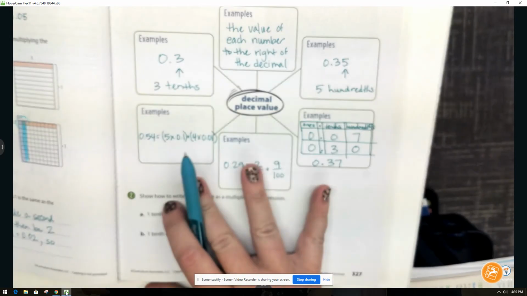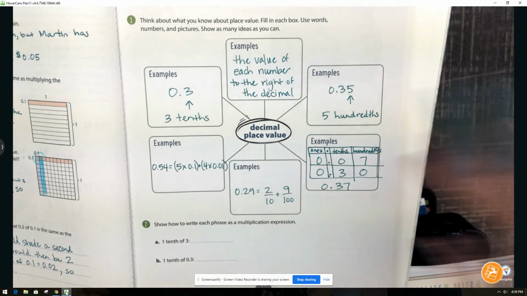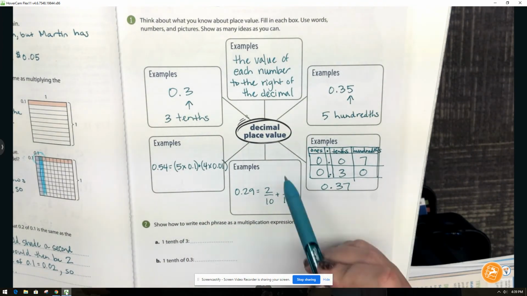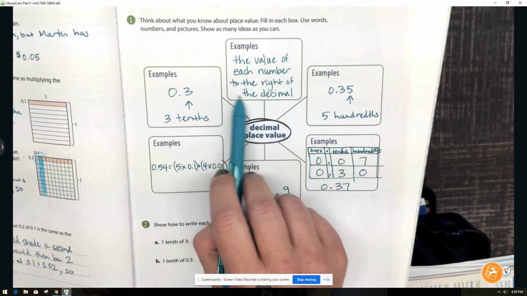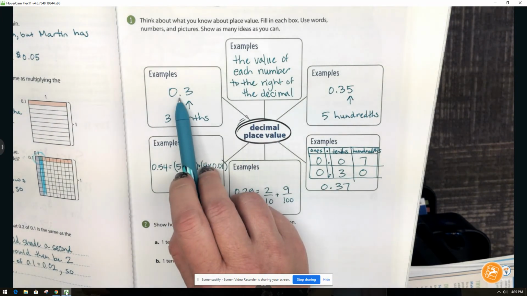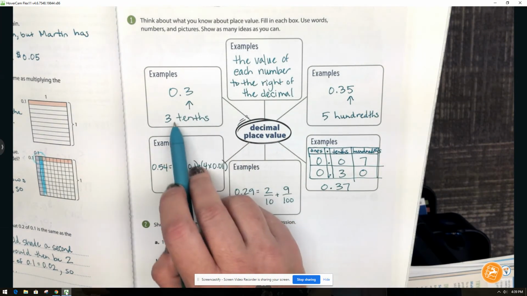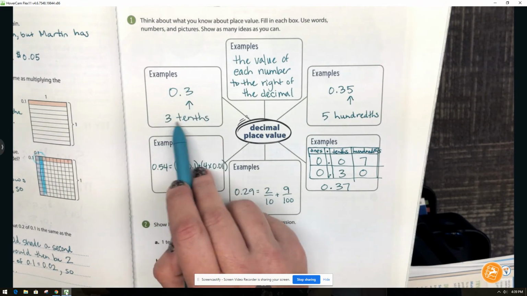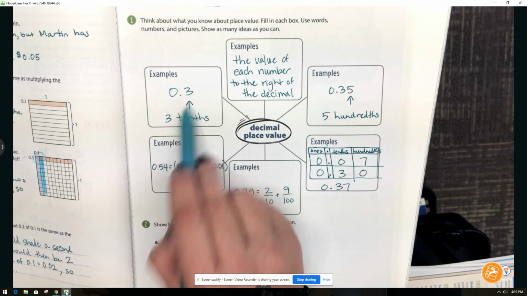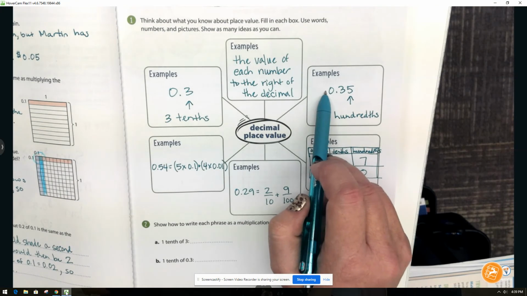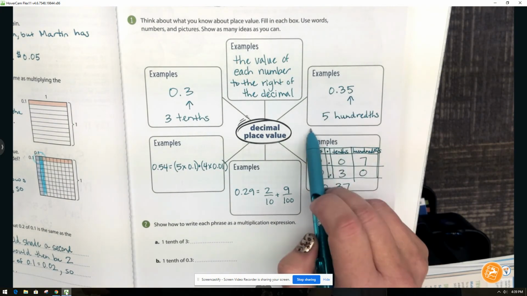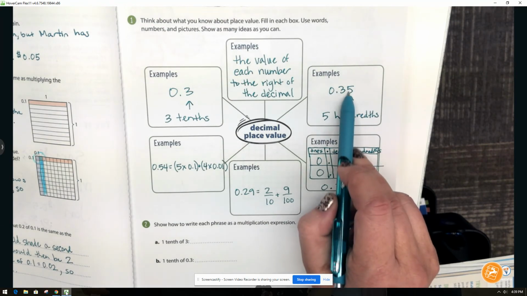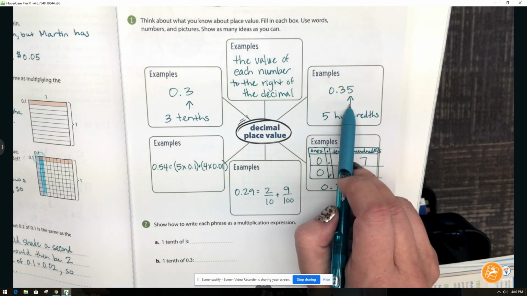So finally, for decimal place value, this is going to seem really easy after what we just did. The decimal place value is the value of each number to the right of the decimal. So here's our decimal. We have a 3 after the decimal. That means we have 3 tenths, because this 3 is in the tenths place. Over here, we have 35 hundredths. This 5 is worth 5 hundredths, because there is a 5 in the hundredths place.